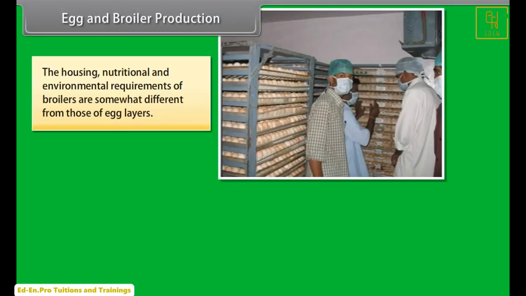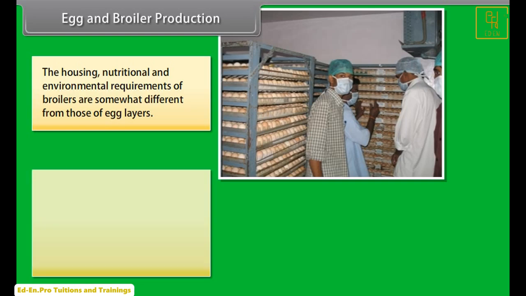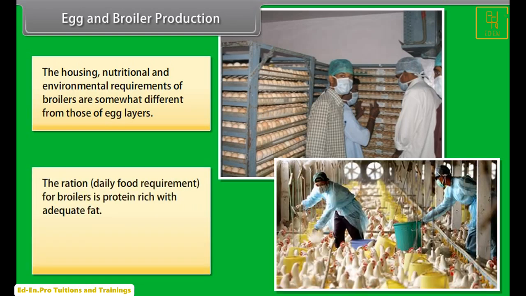The housing, nutritional, and environmental requirements of broilers are somewhat different from those of egg layers. The ration daily food requirement for broilers is protein-rich with adequate fat. The level of vitamins A and K is kept high in the poultry feeds.